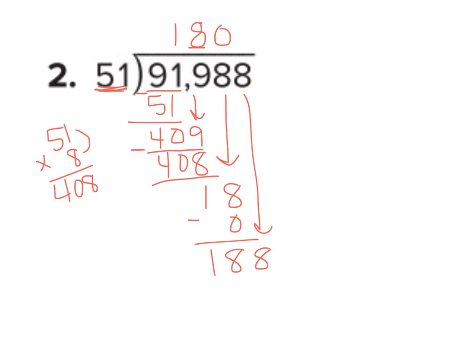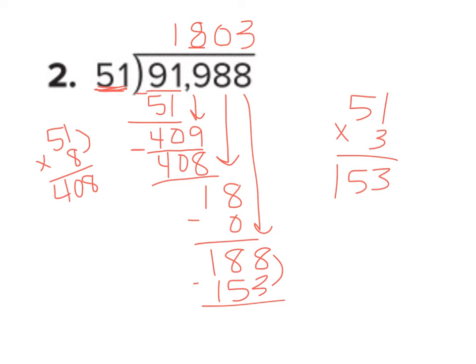How many 51s get into 188? I'll say 3. And 51 times 3 is 153. 8 minus 3 is 5. 8 minus 5 is 3. 1 minus 1 is 0. So my answer is 1,803. Remainder 35.